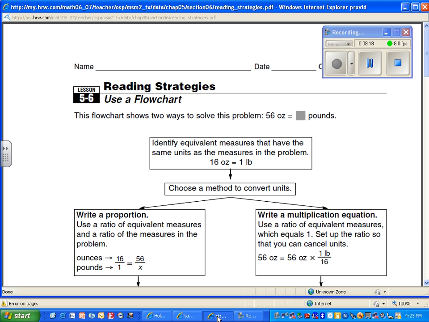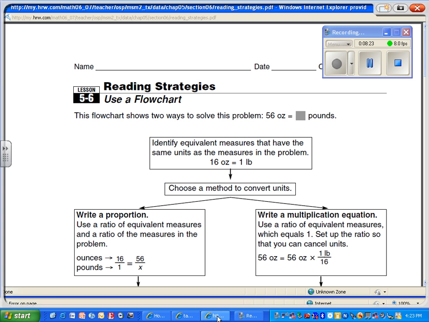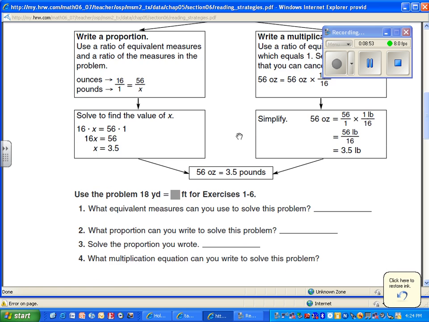Okay, it says this flow chart shows 2 ways to solve this problem. 56 ounces equals how many pounds? That's what we're looking for. However, I think that today we're just going to stick to the left side of your notes. I don't want to get into these multiplication equations. We're dealing with proportions, and I think you're really good at using the proportions, so let's just stick with the left side. We're going to use a proportion using the conversion rates that we know from the other side of the page, and we're going to answer these questions.